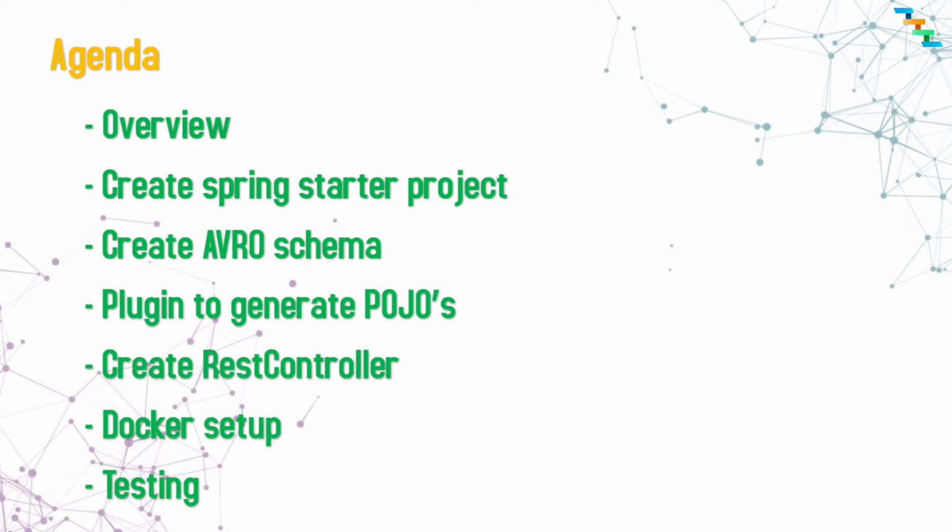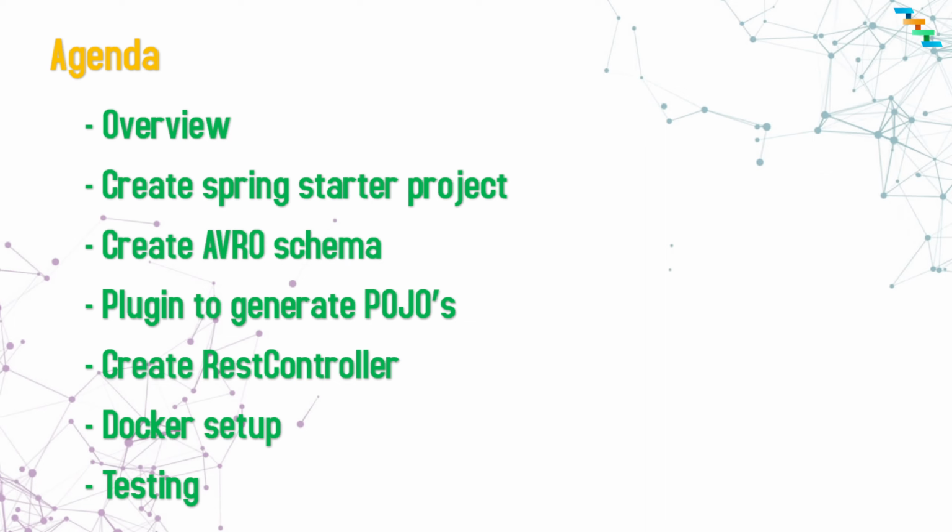which will work for Kafka, and then we will create the AVRO schema. In this particular example, I'm going to use string as the key and AVRO as the value. So whenever the producer produces, it serializes that information in this particular format and then sends it to the Kafka broker. And then we will use a Maven plugin to generate the POJOs using the AVRO schema, and then we will create the REST controller.